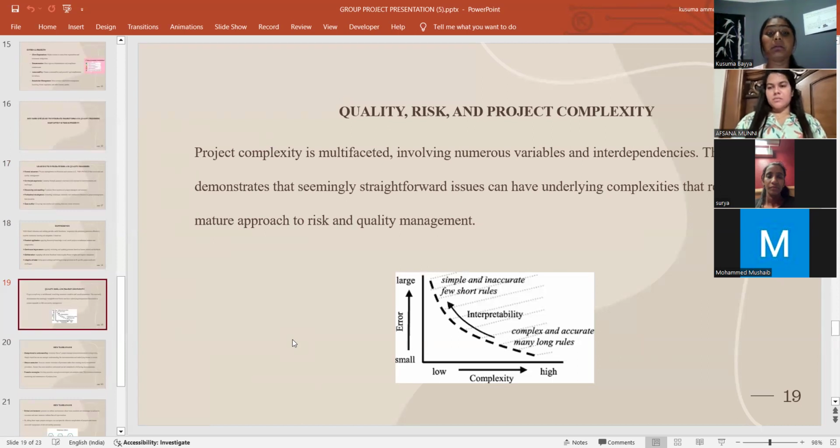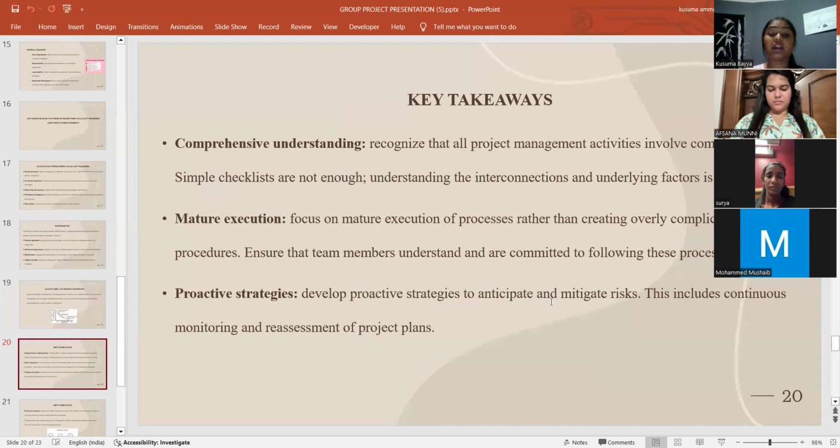So when it comes to quality, risk and project complexity, the project complexity is multi-phased, involving numerous variables and interdependencies. So the case study demonstrates that seemingly straightforward issues can have underlying complexities that require a mature approach to risk, quality and management. When it comes to the key takeaways from the whole thing, there are four major key takeaways.